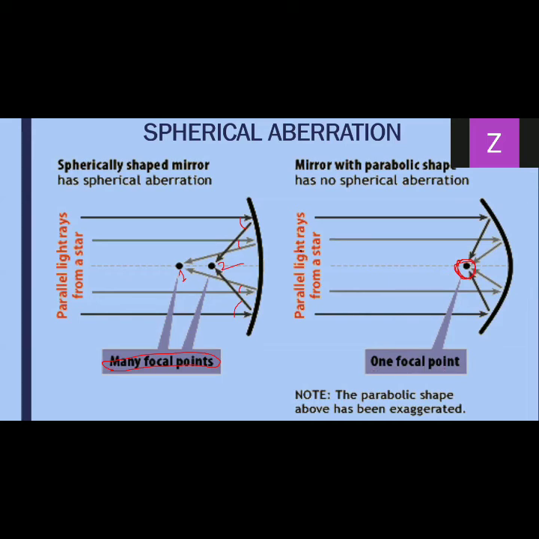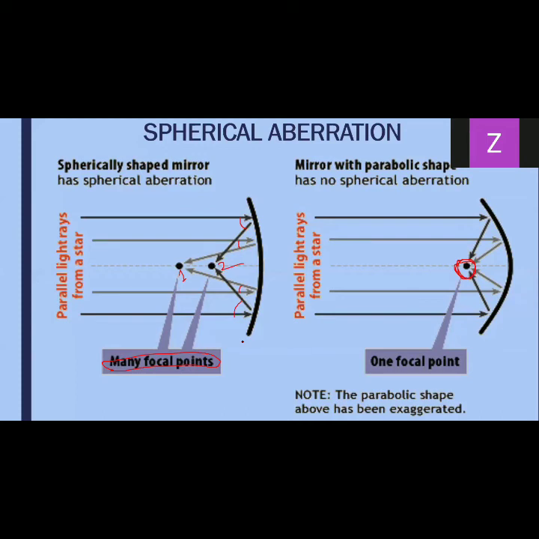Obviously this is not an up-to-the-mark diagram. This is just to give you an idea about what happens in a parabolic shape and what happens in a spherical shape. In case of a spherical shape, you'll get this spherical aberration. So to reduce those aberrations, those defects, we can have a concave shape which is called a parabolic concave shape.